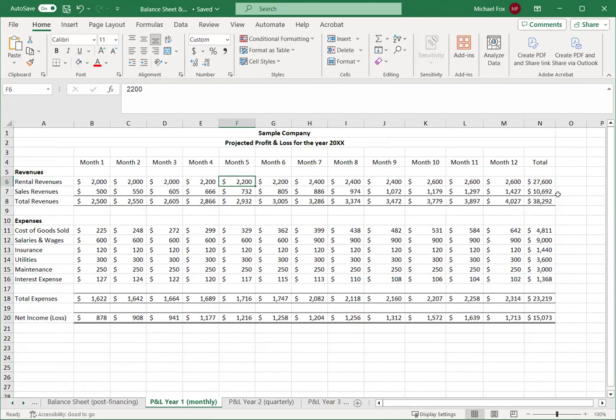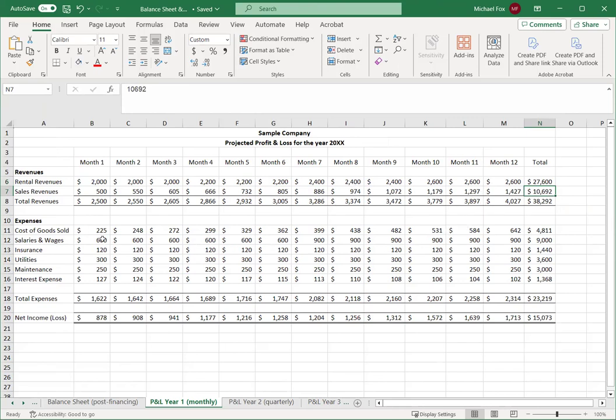By the end of the first year, they expect to have brought in $27,600 in rental revenues. And then their sales revenue, you can see again, starts at 500, and they're projecting some type of increase in sales revenue. So they have 2 different types of revenues, one's for rental, one's for sales, and then you add those up and you get total revenues.